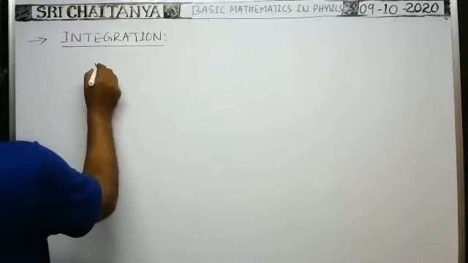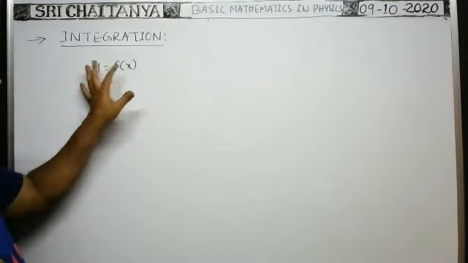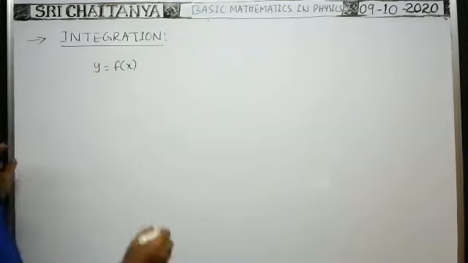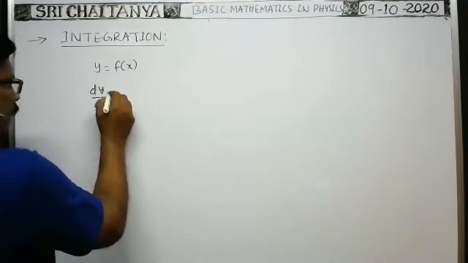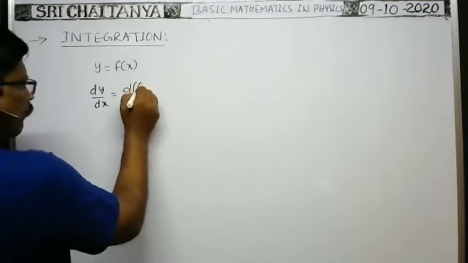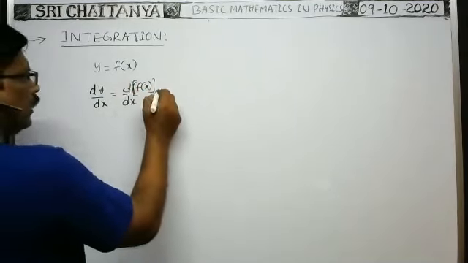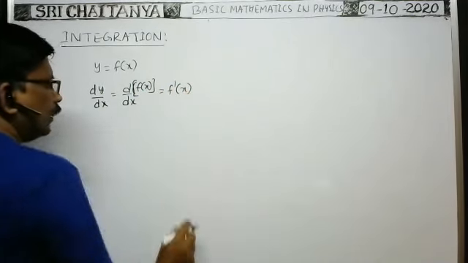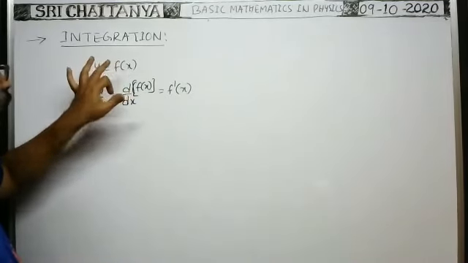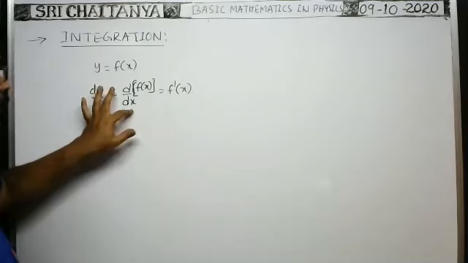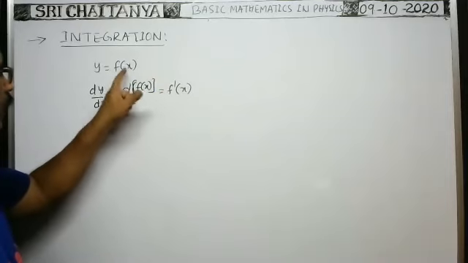Suppose y is a function of x, and the y value depends on x. That can be represented as y is a function of x. Then the differentiation of y with respect to x can be represented like this: d by dx of y, that is f of x. When you differentiate this function with respect to x, you will get f dash of x, which is the differentiation of f of x.